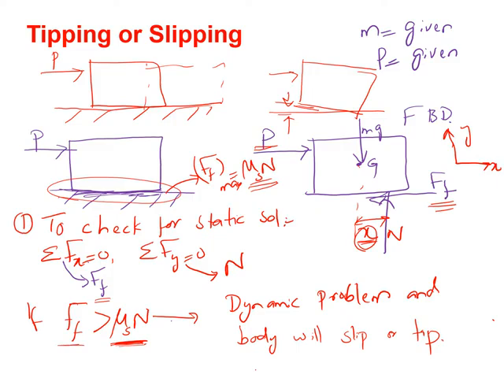So your force is greater than the maximum static friction force, so it means that the body is now in the dynamic condition. So the body will either slip or tip. In other words, the body is not sticking with the ground. The body will either slip or tip. This is the first step in which you can identify the nature of the problem.